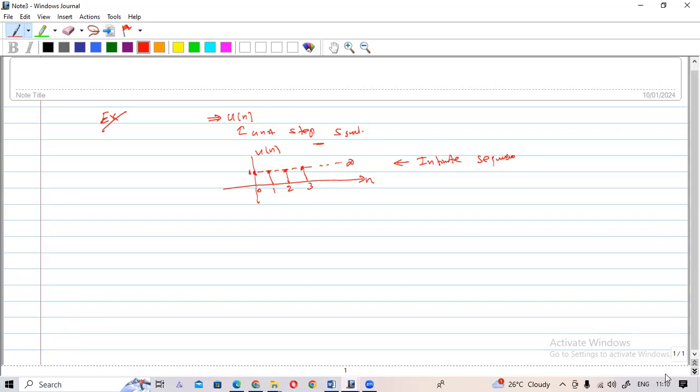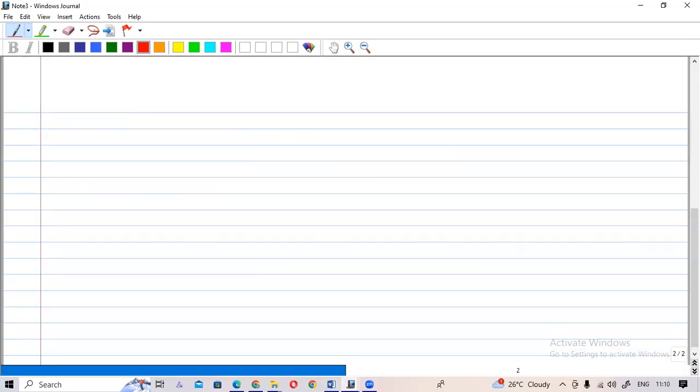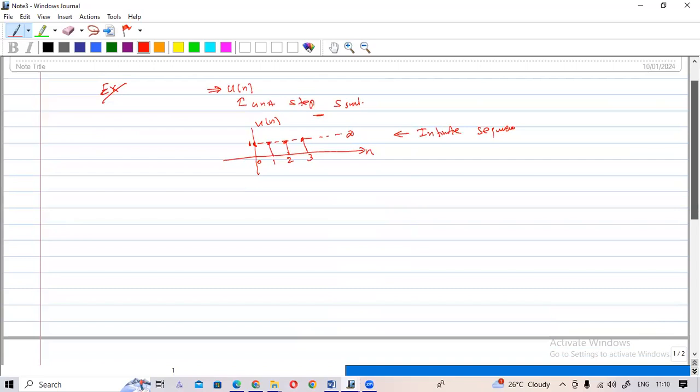So if I use that definition to find the Z transform of u[n], okay? The definition is X(z) equals the summation from n equals minus infinity to plus infinity of x[n] z^(-n). So this is the definition of the Z transform, okay?